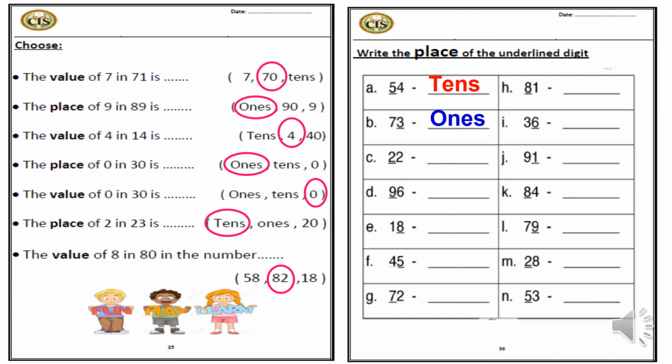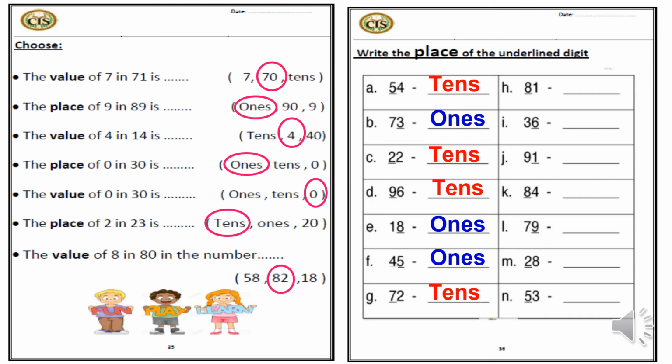He asked about the first 2 here. So that 2 lives in which place? In tens. In letter D, we have here 96. He asked about 9. In which place? In tens. In letter E, he asked about 18. He underlined the number 8. Which place? In ones. Letter F, 45. He asked about 5. In ones. Letter G, 72. He underlined number 7. In tens.